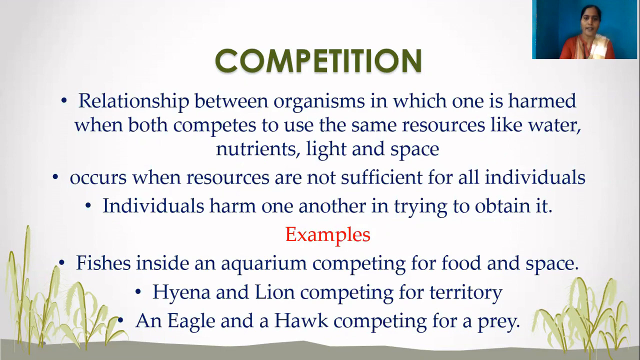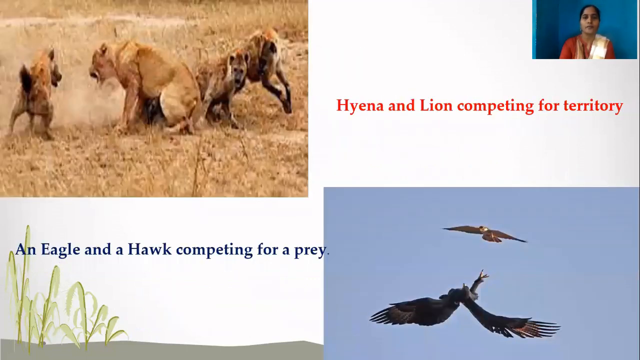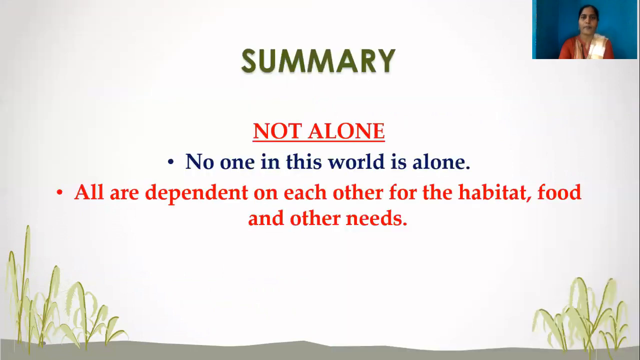Example, hyena and lion competing for territory, an eagle and a hawk competing for prey. You can see fishes competing in a small aquarium for food and space. Here is a picture of hyena and lion competing for territory, and an eagle and a hawk competing for prey.